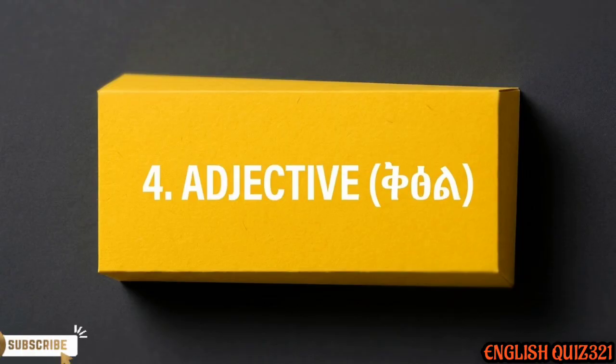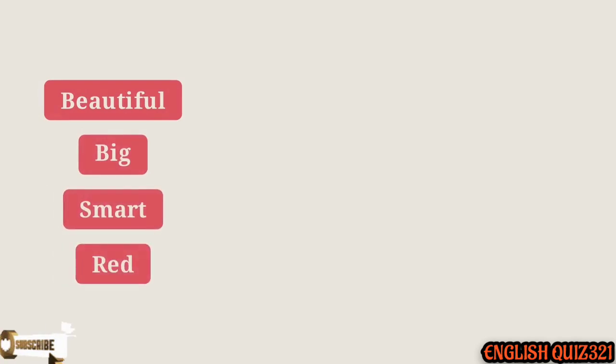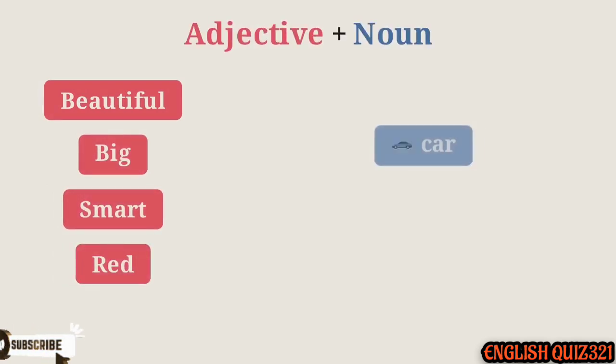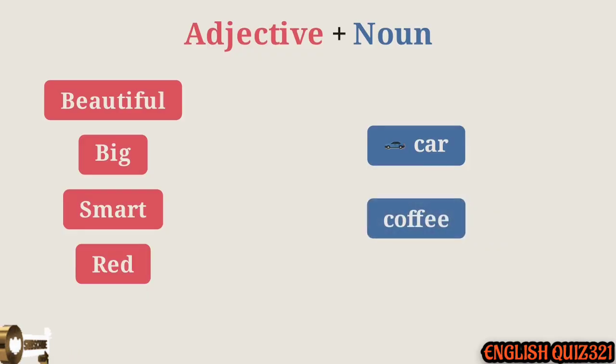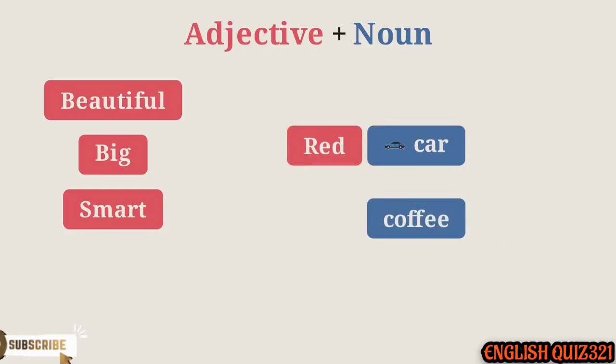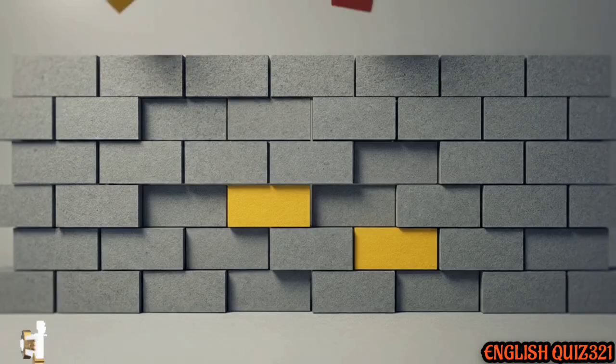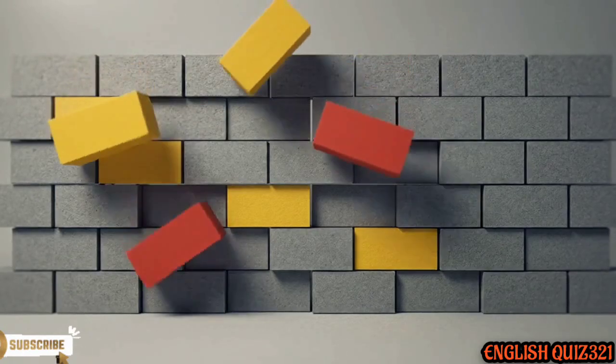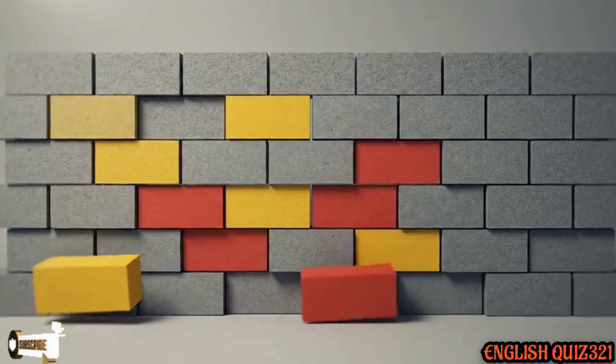Block number 4 is the adjective, or gitzel. An adjective is a tool used to describe or modify a noun or a pronoun. Words like beautiful, big, smart, and red are adjectives. In English, the rule is that the adjective almost always comes right before the noun it describes. So we place red directly in front of car and hot right before coffee.